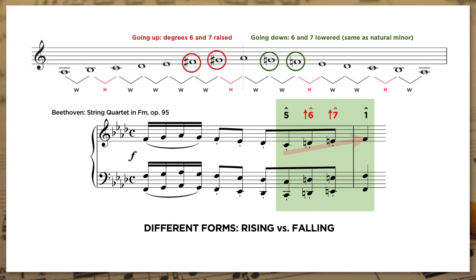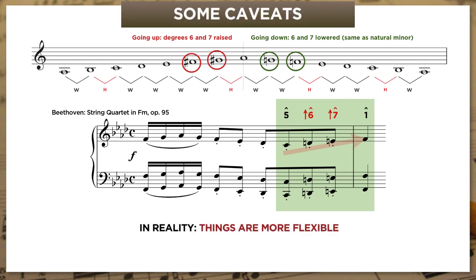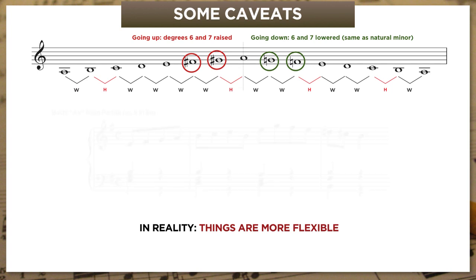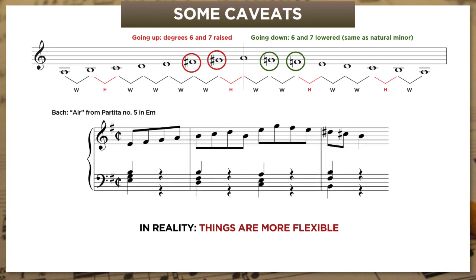However, in reality, things are often a bit more flexible when it comes to how composers use scale degrees 6 and 7 in minor. Consider this passage from Bach's E minor keyboard partita. We're in E minor here, and the melody is basically a scale that starts on tonic, rises through more than an octave, and then goes back down, although there's a little wrinkle in the middle. It leaps a bit. It sounds like this.